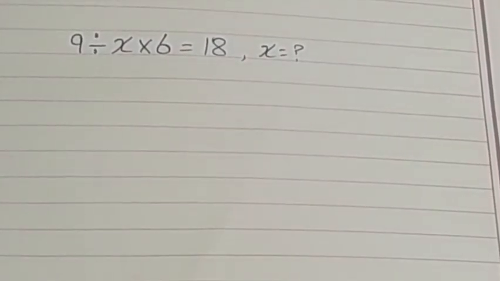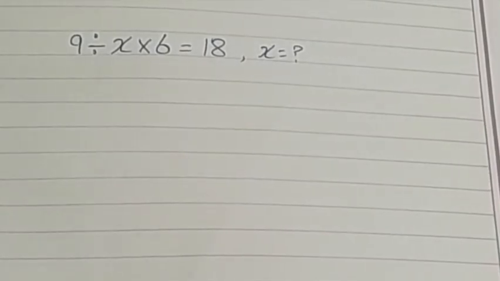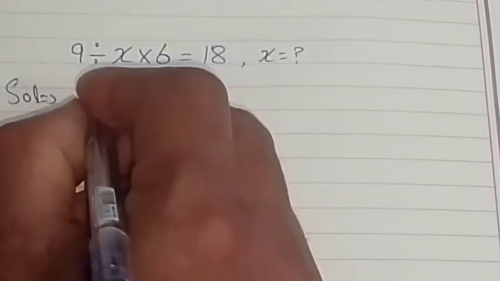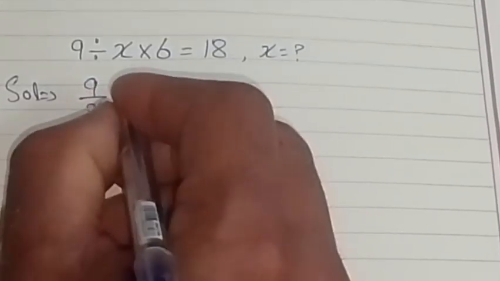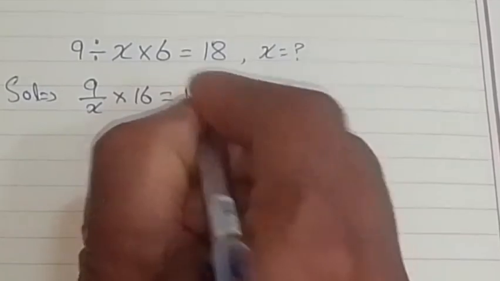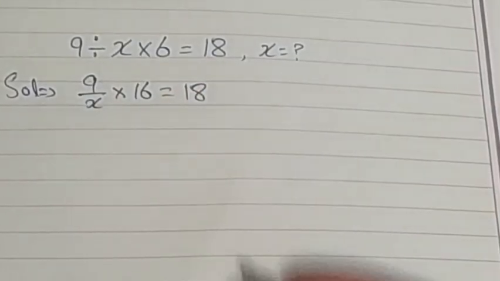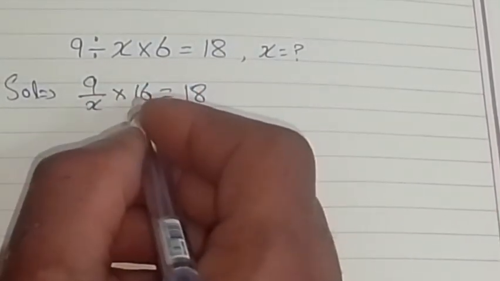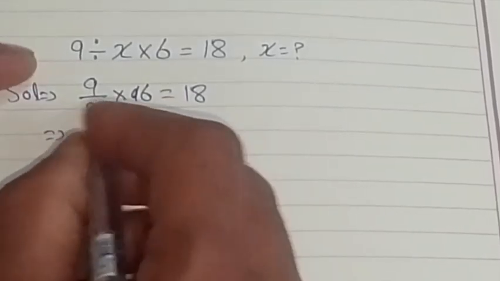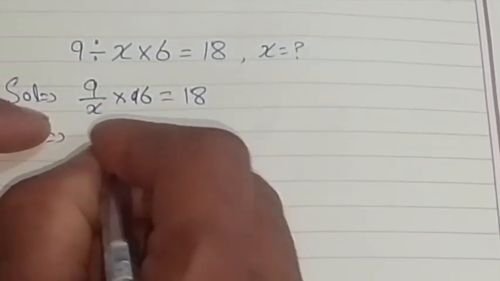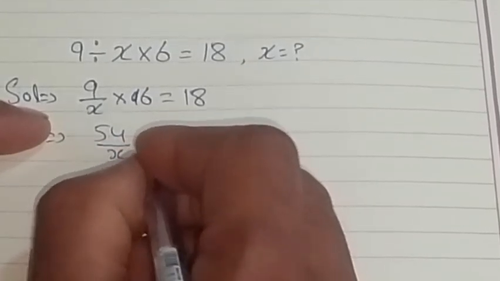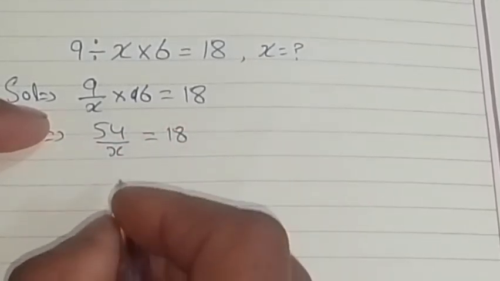Today we solve this equation to find out the value of x. 9 divided by x multiplied by 6 equal to 18. Now multiply 9 times 6. So the equation becomes 54 divided by x equal to 18.